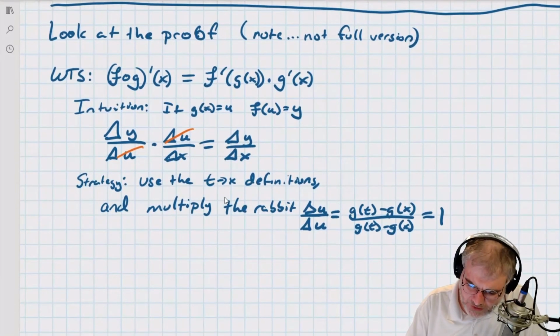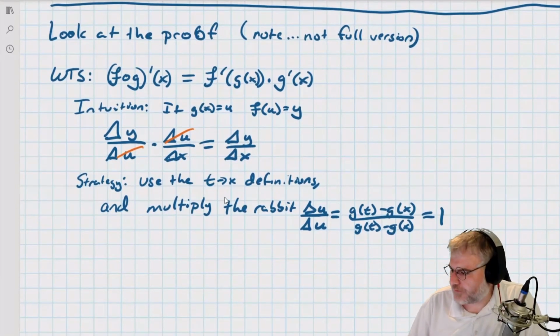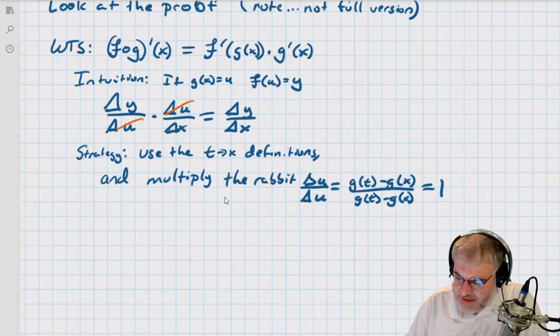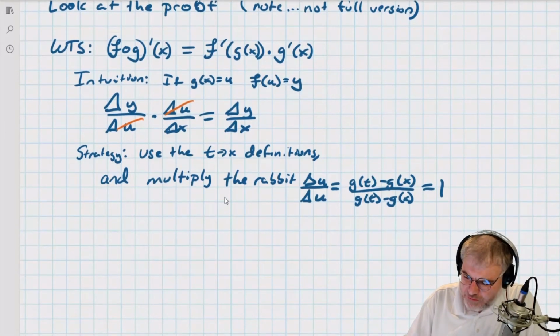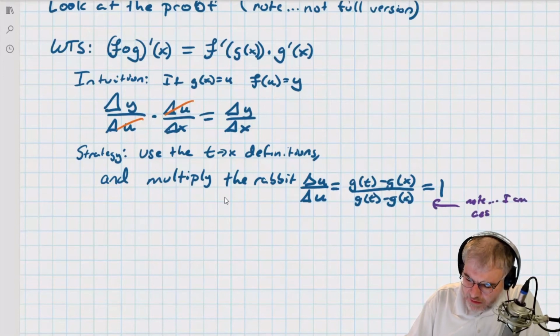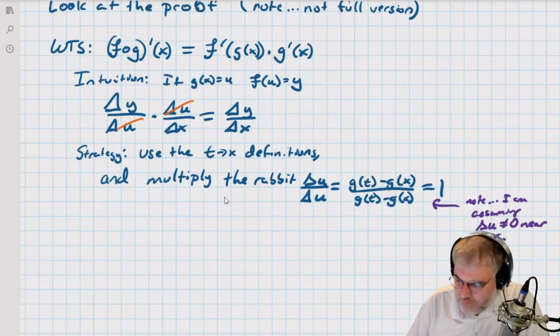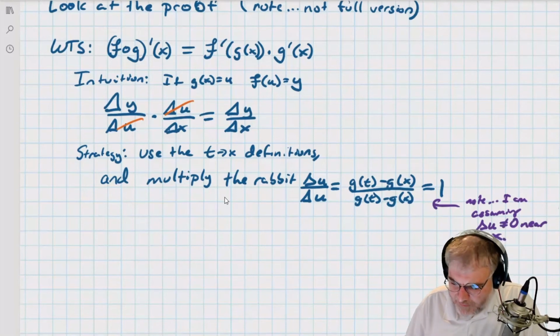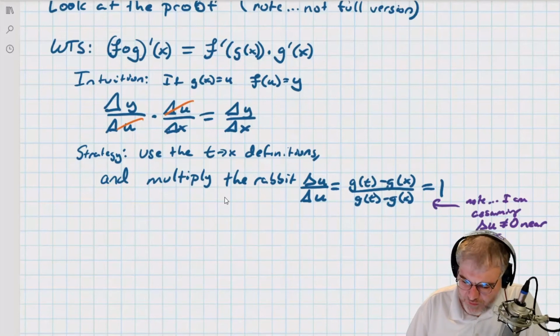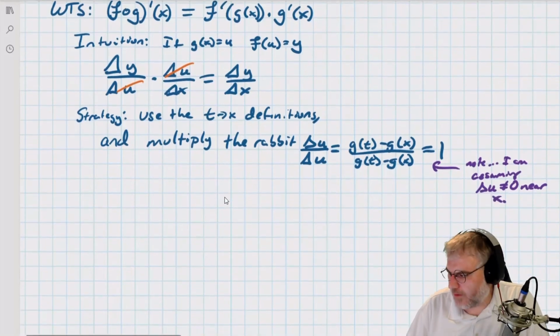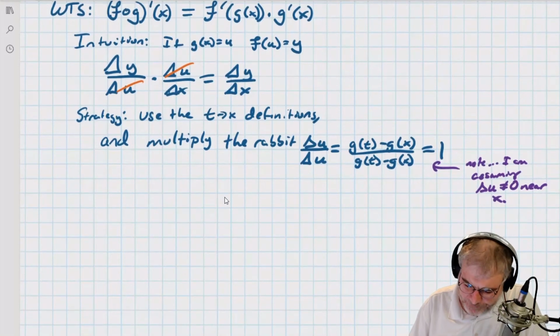Okay, so here's how it works. And again, I am assuming that the change of u does not equal 0 near x. So I haven't done it in full power. I am making an assumption about the change in u. All right, so let's prove it.